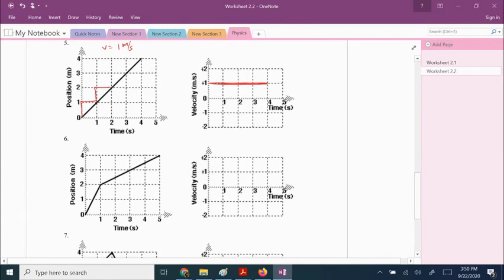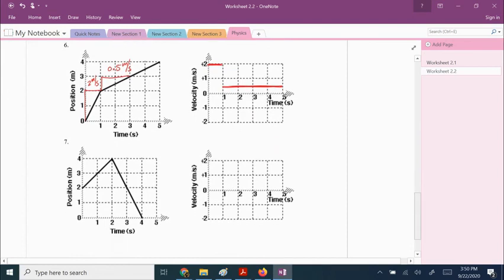We have two different slopes here. The beginning part of number 6 has a slope of up 2 over 1, so that's going to have a slope of 2 meters per second. Then it has a slope of up 1 over 2, so that's going to have a slope of 1/2 or 0.5 meters per second. So for the first second, it has a velocity of 2 meters per second. And then for the last 4 seconds, between 1 and 5 seconds, it's going to have a slope of 1/2 right there in the middle.